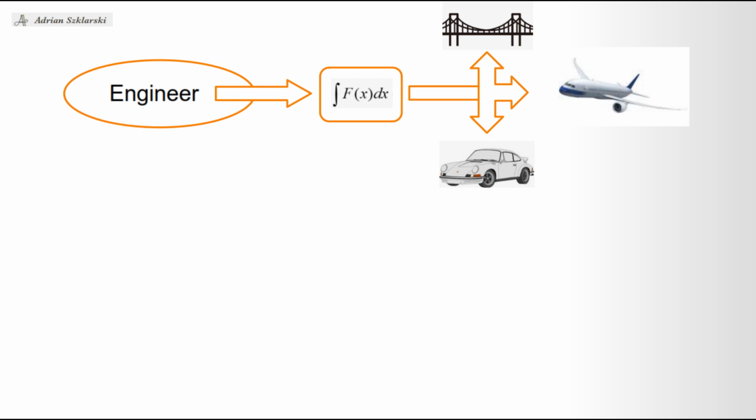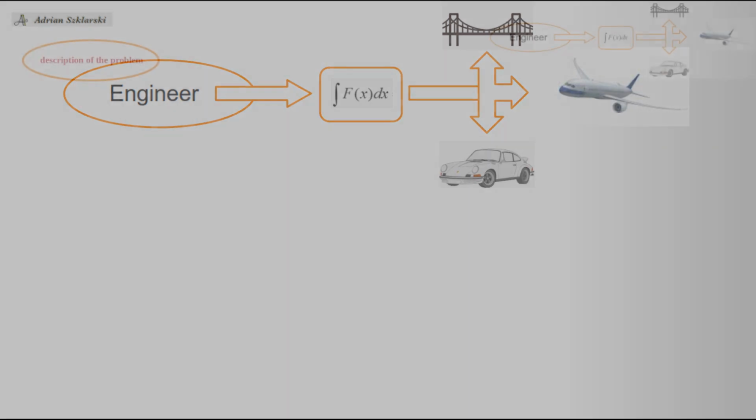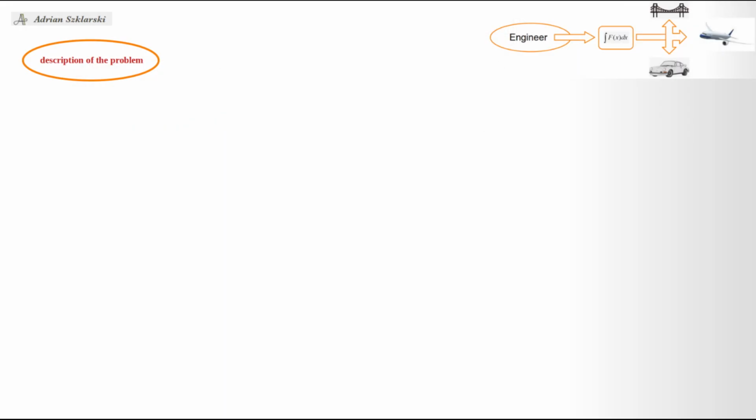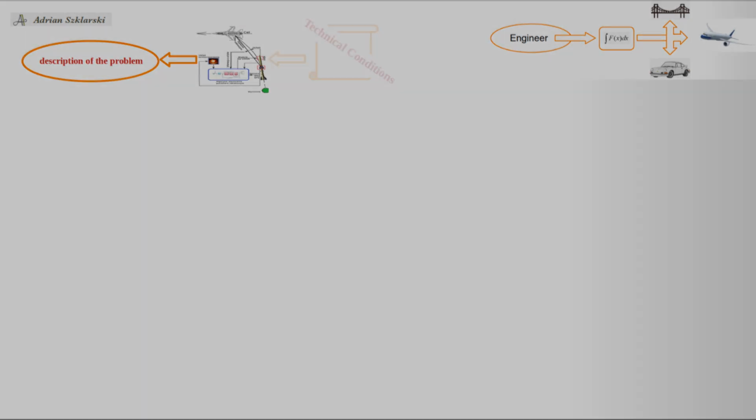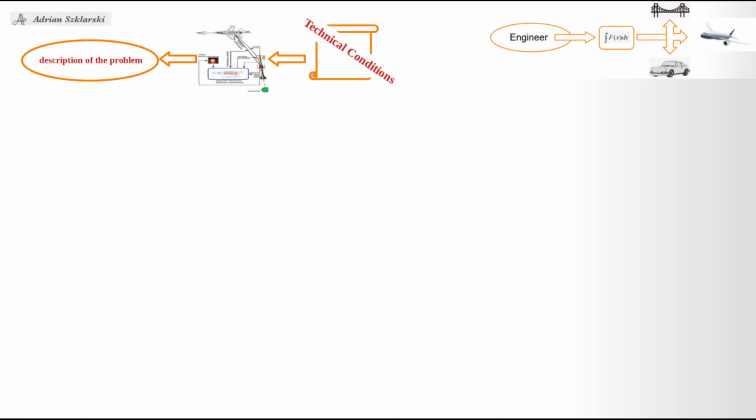Of course, the scheme is not strict and can be modified as needed. In the first step, a clear and concise description of the problem should be created. In the case of our missile, it is to introduce a control system into the missile to control its flight. A precise description of the problem is prepared in the design documentation, in documents like technical conditions.